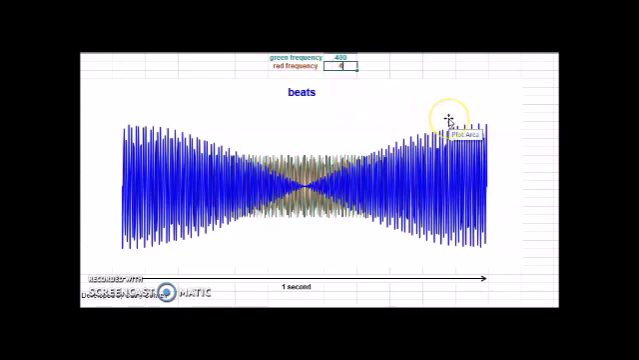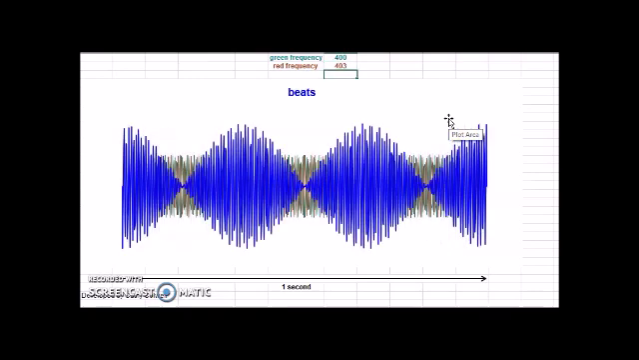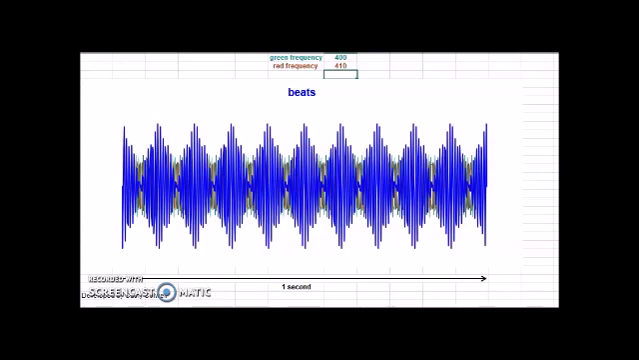Here's a 3 hertz beat. That's what it looks like, and this is what it sounds like. Now, finally, a 10 hertz beat using 400 and 410 hertz.